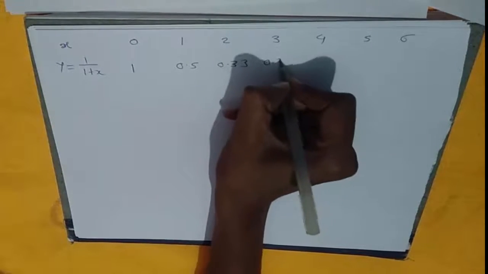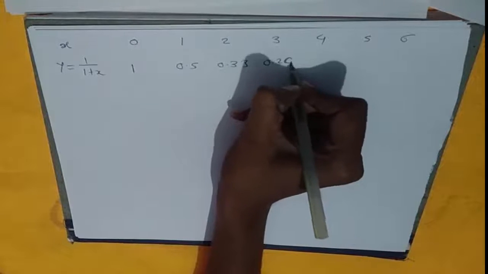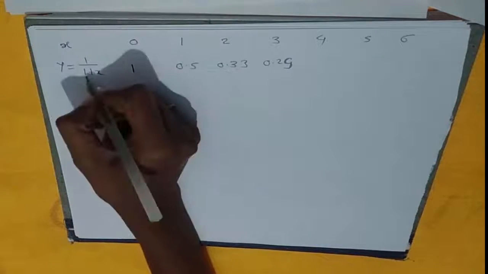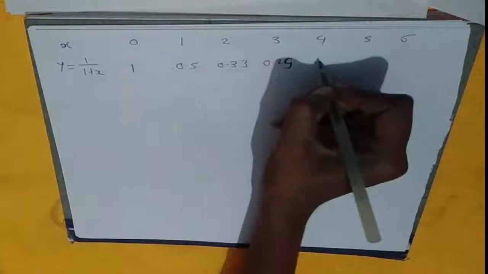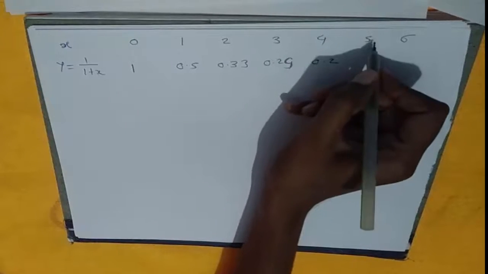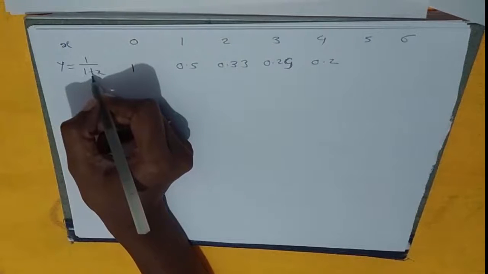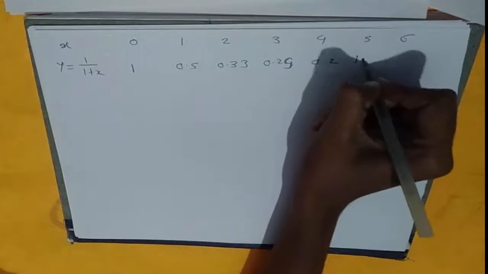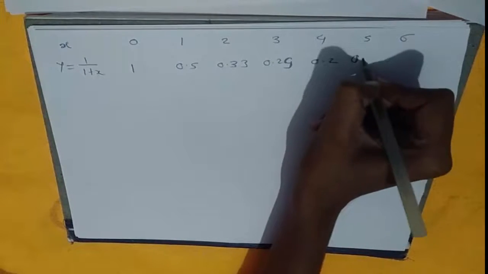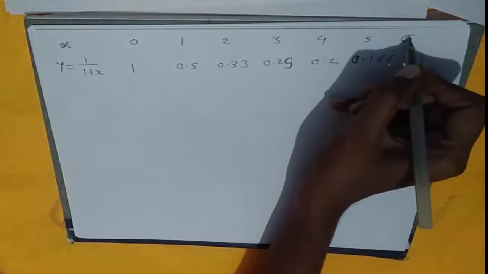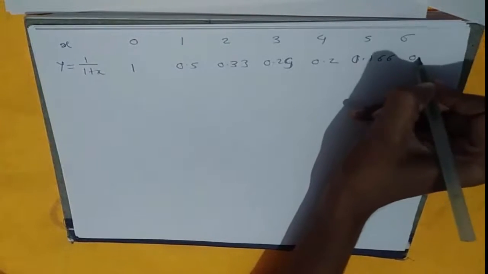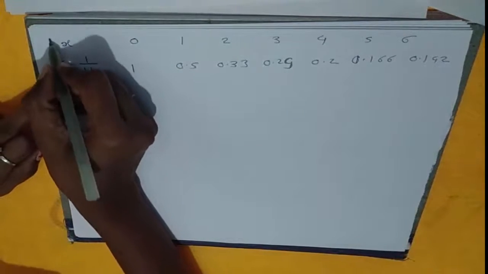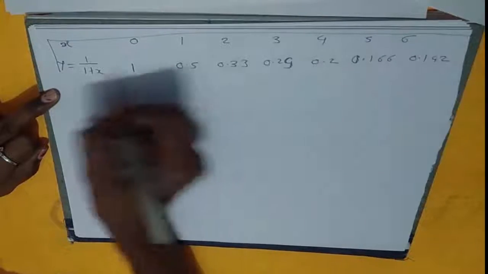Then next we have to get 0.25. Okay, 3 plus 1 is 4, 1 by 4 is 0.25. Then 4 plus 1 is 5, 1 by 5 that is 0.2. Then 5 plus 1 is 6, 1 by 6 will be 0.166 and x is equal to 6, 6 plus 1 is 7, 1 by 7 is 0.142. Okay, so these will be the set of data points.